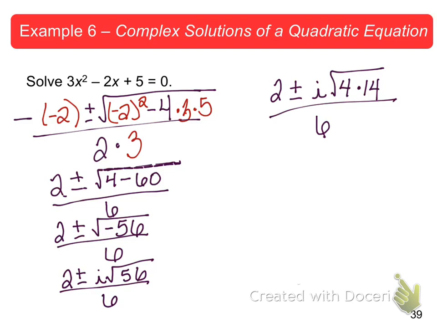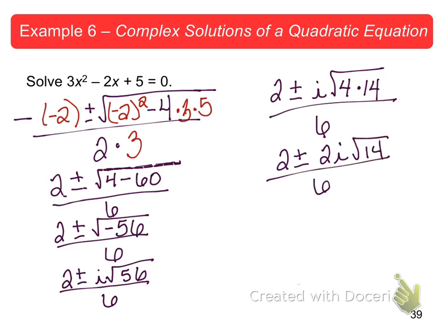Now, I know that 8 times 7 is 56. That gets me nowhere because 8 is not perfect. I've got to have a perfect square factor because now I can take the square root of 4. What is the square root of 4? So I have 2 plus or minus 2i times the square root of 14 over 6.